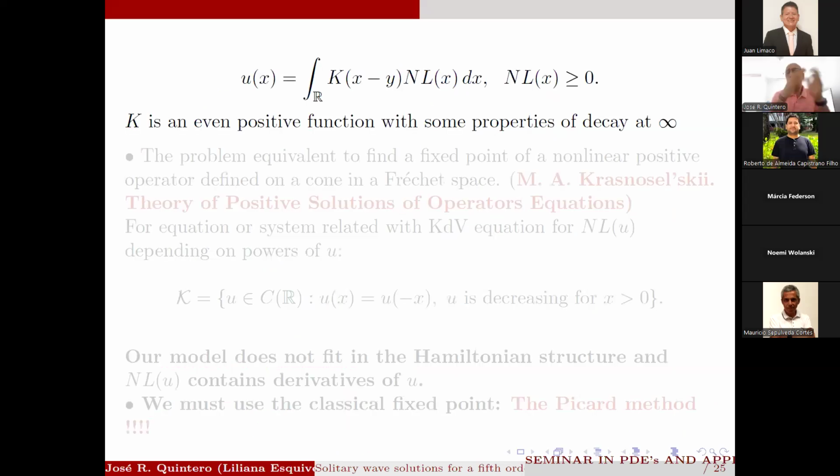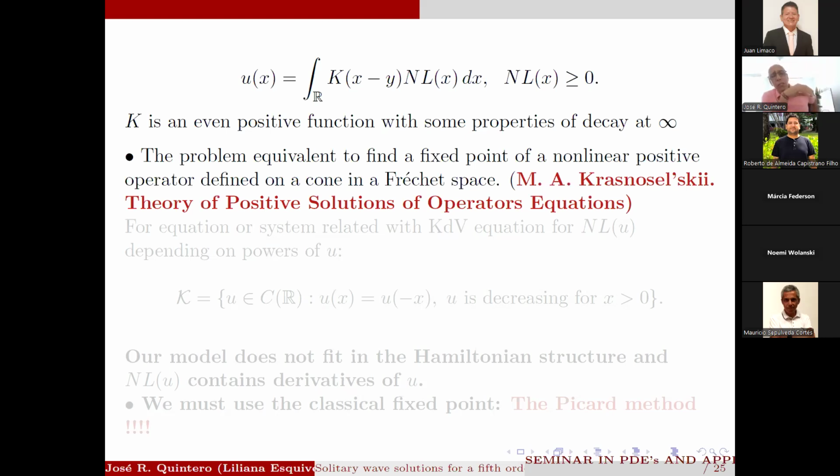And the other case is when you are able to write your solution like a kernel multiplied by the nonlinear part of the equation, in the case that the nonlinear part is positive. And here K is an even positive function with some properties of decay at plus or minus infinity. And in this setting, the problem is equivalent to finding a fixed point of a nonlinear positive operator defined on a cone in a Fréchet space. So this is a theory developed by Krasnoselskii for positive operators. And for example, this was used by Benjamin, Bona, and Mahony to address many problems, systems, using this technique, right?